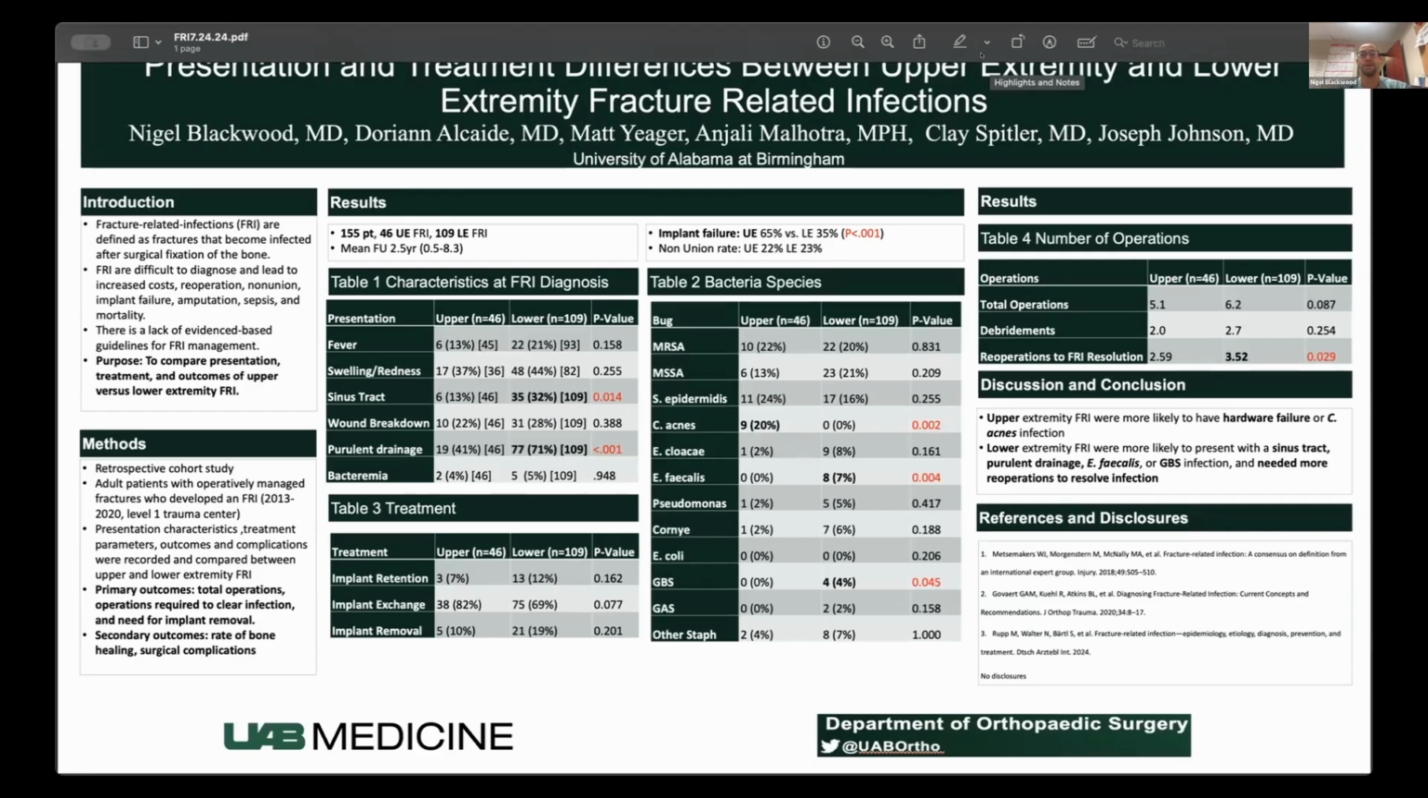My name is Nigel Blackwood. I'm a research fellow with the Department of Orthopedic Trauma at the University of Alabama at Birmingham. And this poster is called Presentation and Treatment Differences Between Upper and Lower Extremity Fracture-Related Infections.